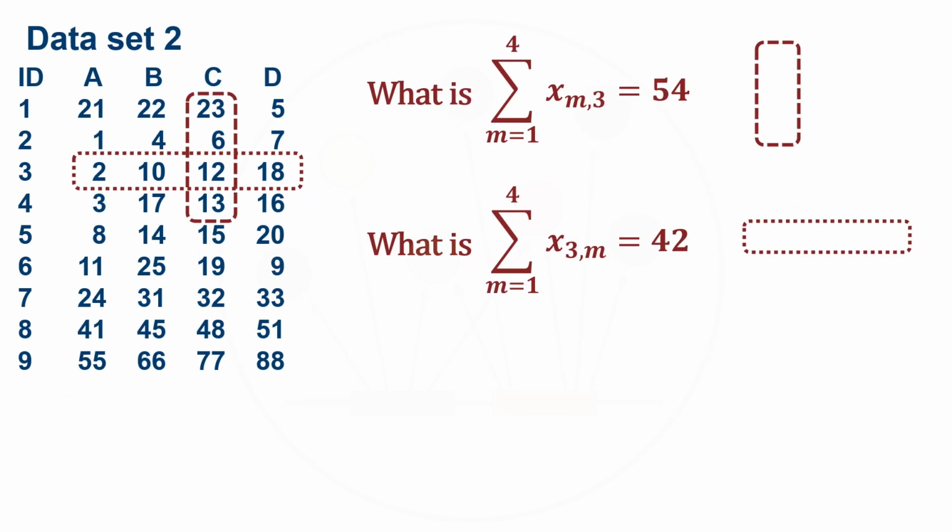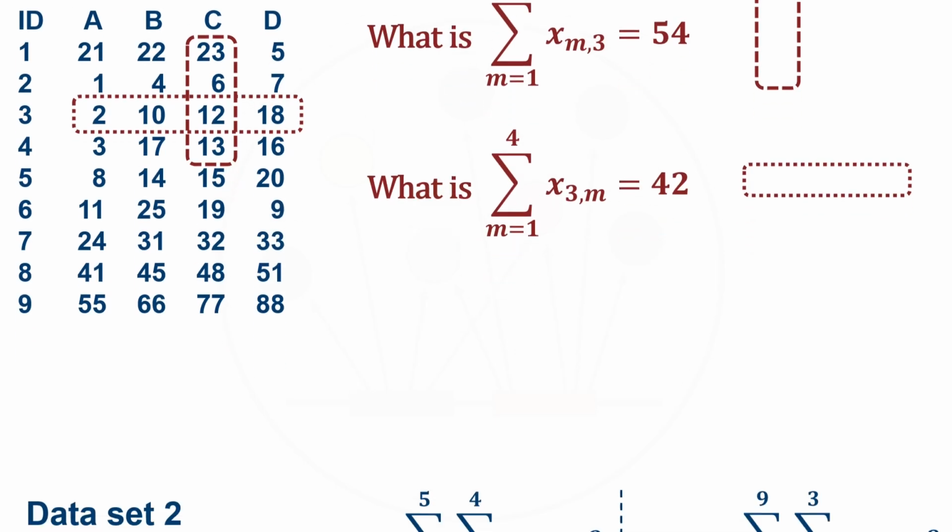And again, it's a useful exercise to look at a summation symbol and be able to identify what region of the data table it's referencing. The first summation is referencing the region enclosed by the dashed line. The second is referencing the region enclosed by the dotted line.